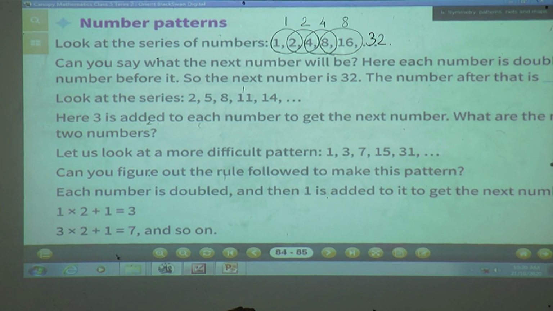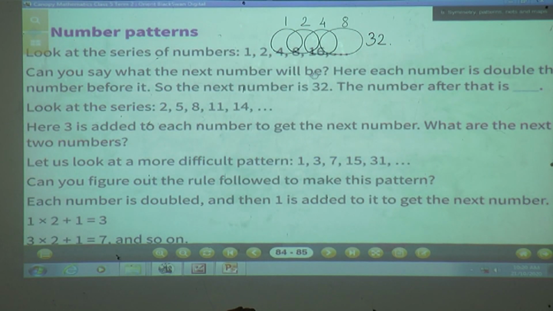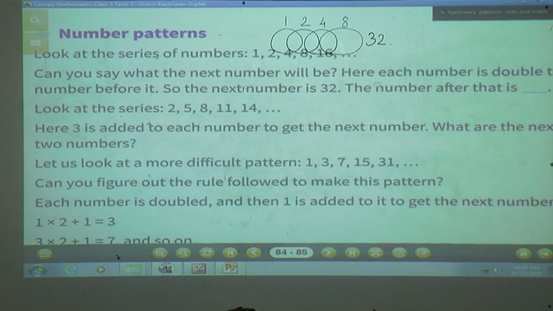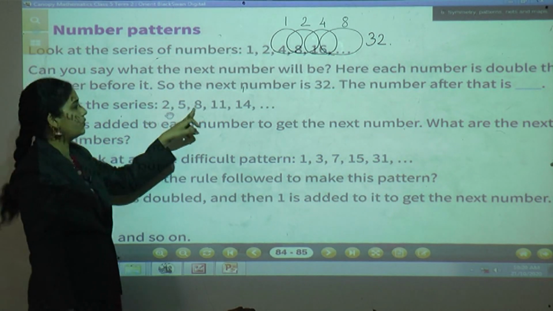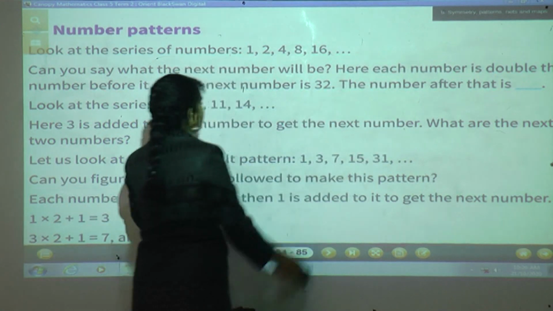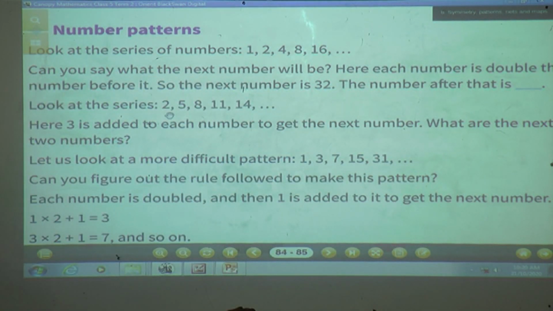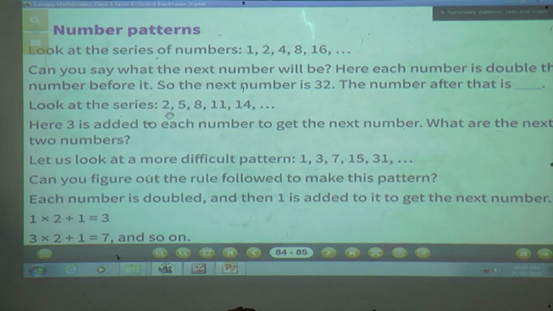Okay. Now students, can you say what the next number will be? Just now I told you, here each number is double the number before it. So the next number is 32. Now look at the series. Here 2, 5, 8, 11, 14. Now which type of pattern is this? Yes, here 3 is added to each number to get the next number. What are the next two numbers?